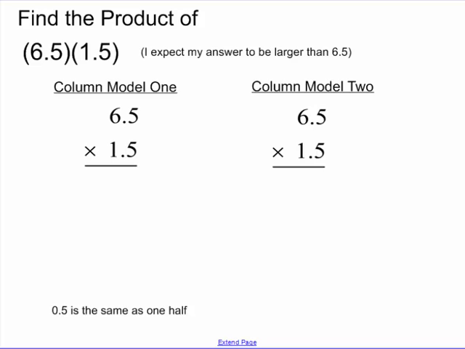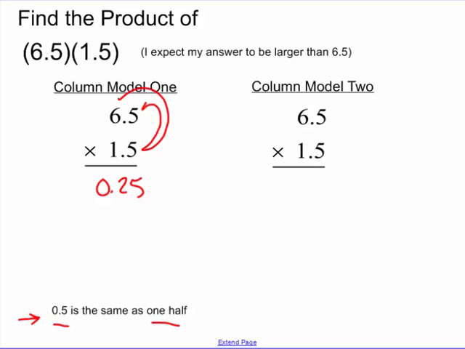So column model number 1, and I just have a little reminder down here that when we multiply by 0.5 or 5 tenths, 50 hundredths, 1/2, those are all the same thing. So 0.5 is the same as 1/2. When I do my column model number 1, I have a half times a half. Well, half of a half is a quarter. So that would be that piece.